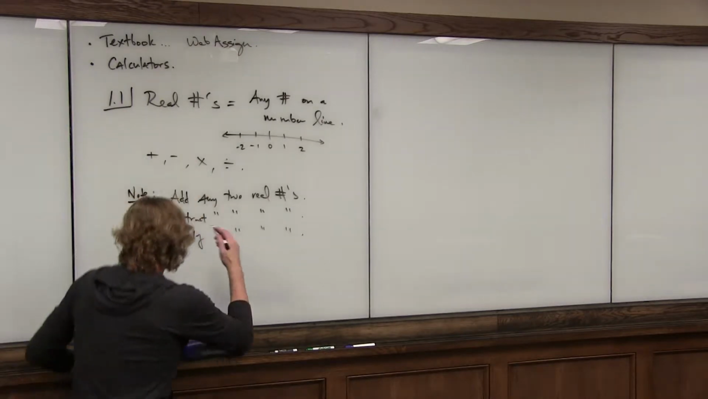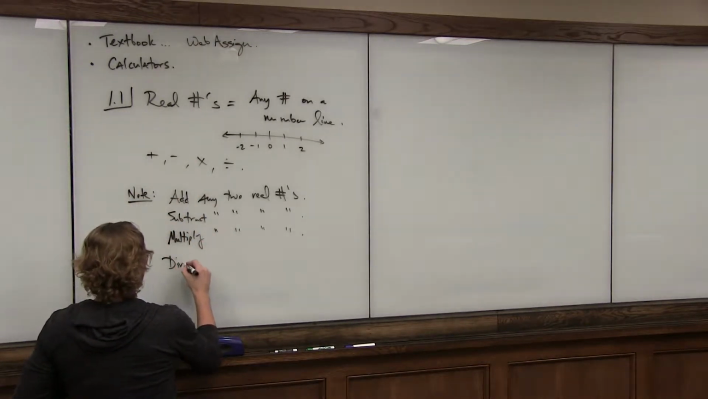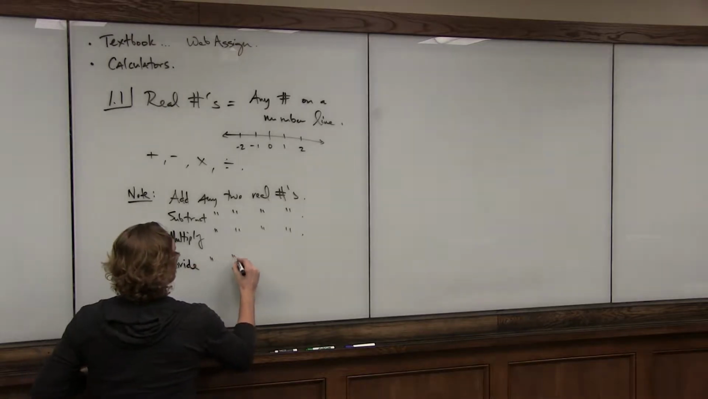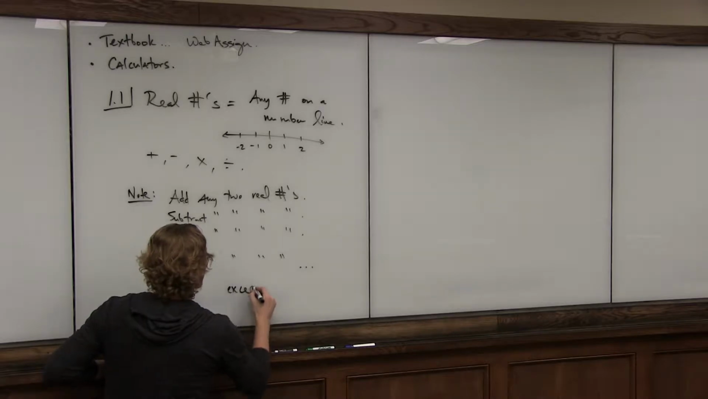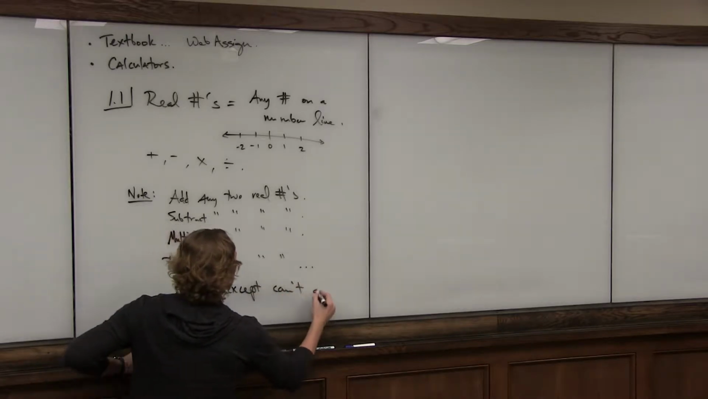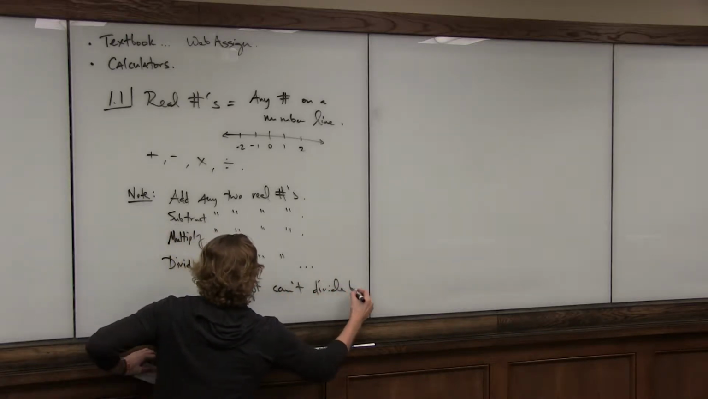But here's the most important thing to note. You can divide any two real numbers, except you can't divide by 0.